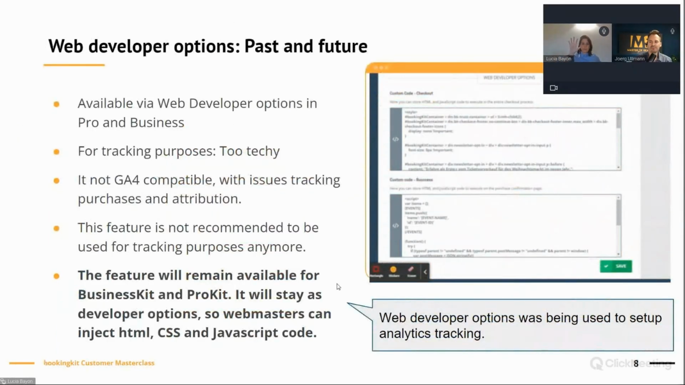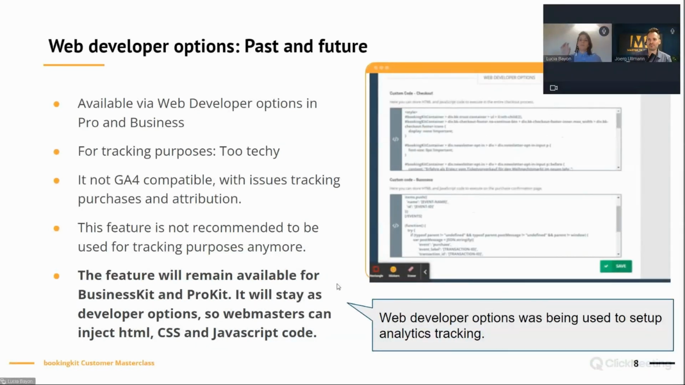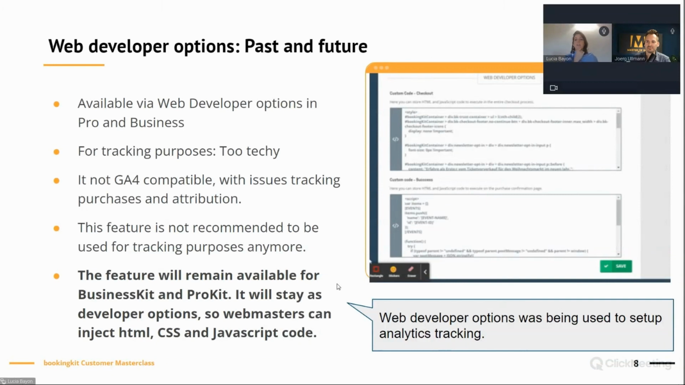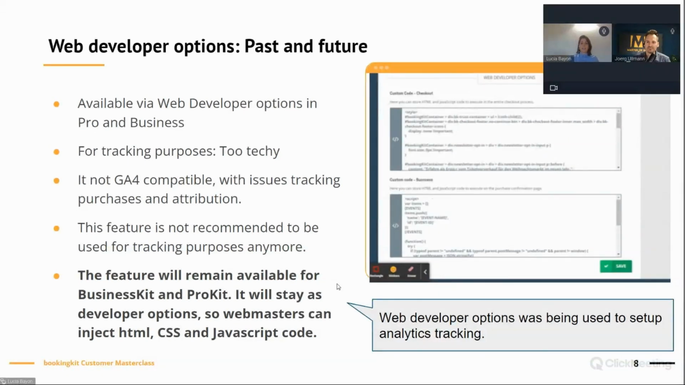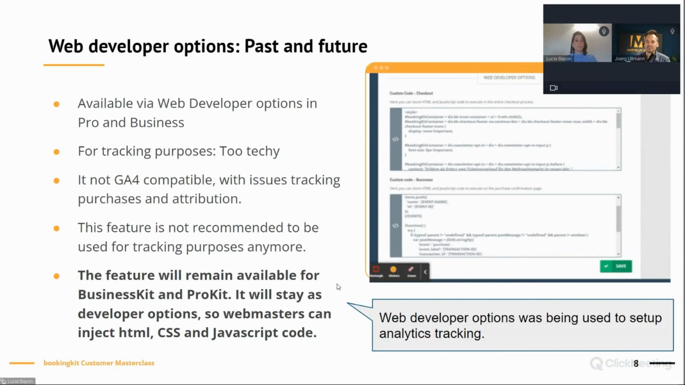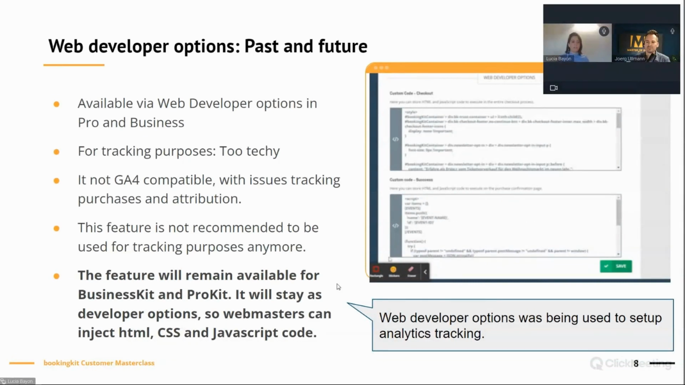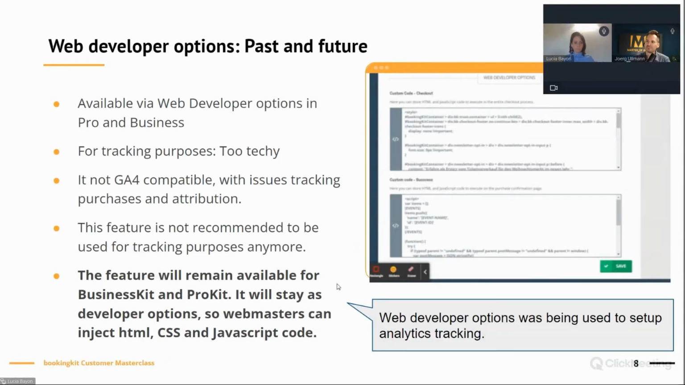So let's go into a bit more detail on the motivation. As I said before, up to end of June 2023, we had the web developer options, which is depicted here on the right-hand side of the slide. And as you can see there, it was too techy. You needed to add some code. It turned out that it was not fully Google Analytics 4 compatible. It had issues with tracking successful purchases and with the attribution.